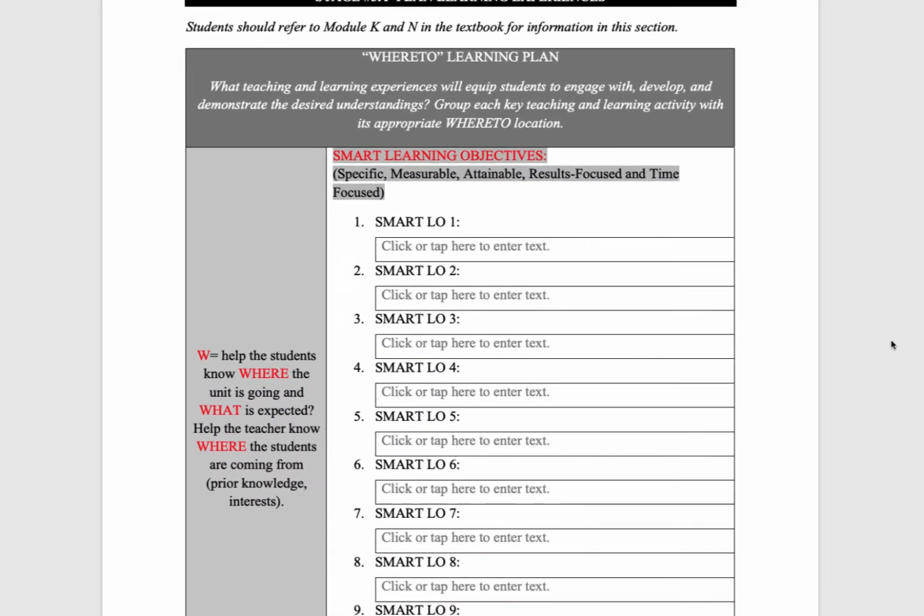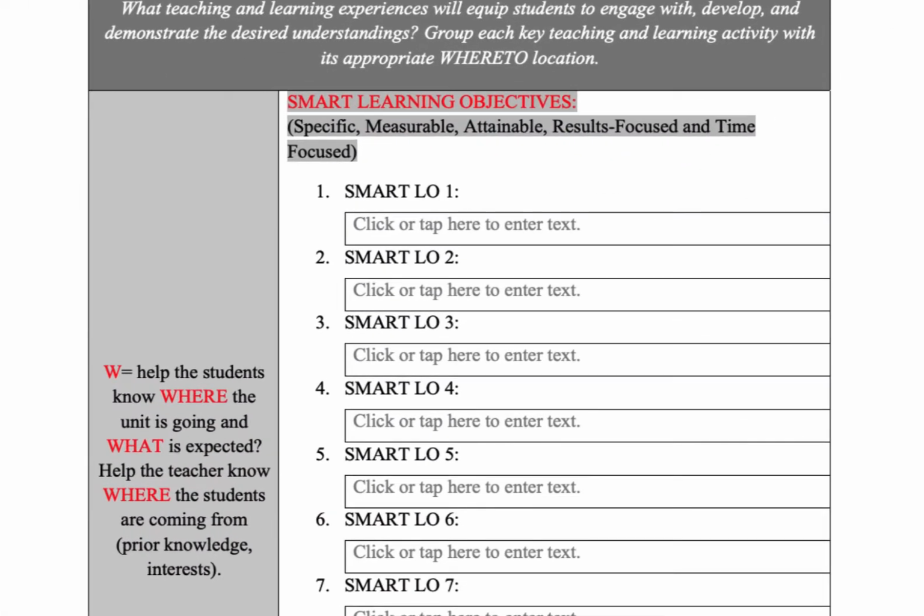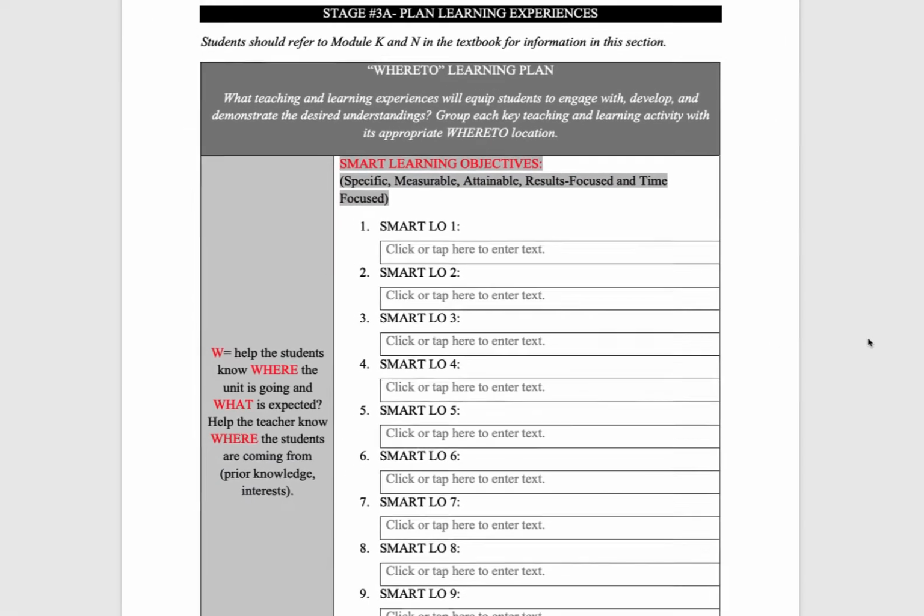The W in the acronym stands for where and why. The idea of this objective is it gives the students goals and lets them know where the unit is going. It also answers the question, why are we learning this? It gives the students an insight into the bigger picture and where this unit fits in.